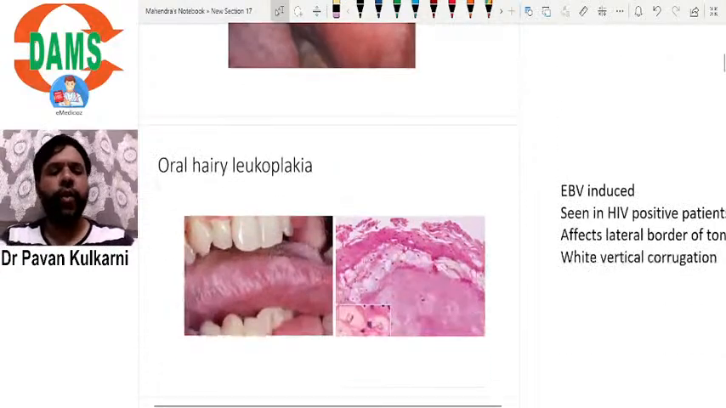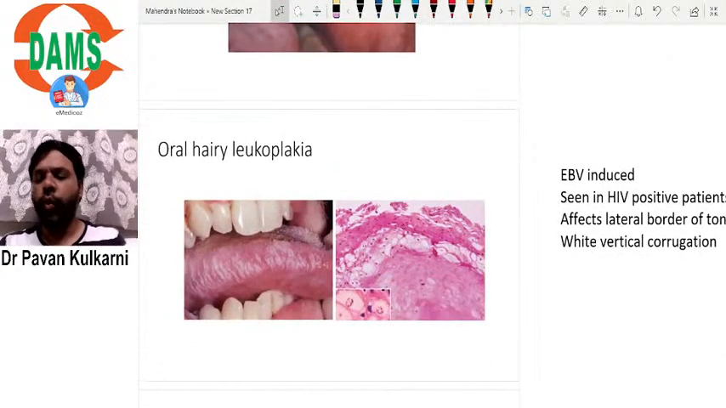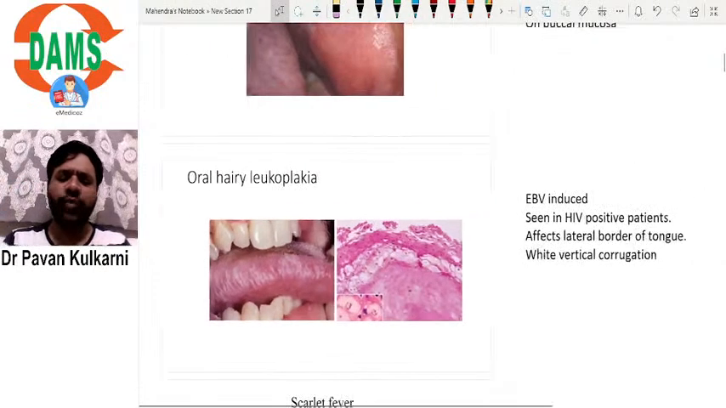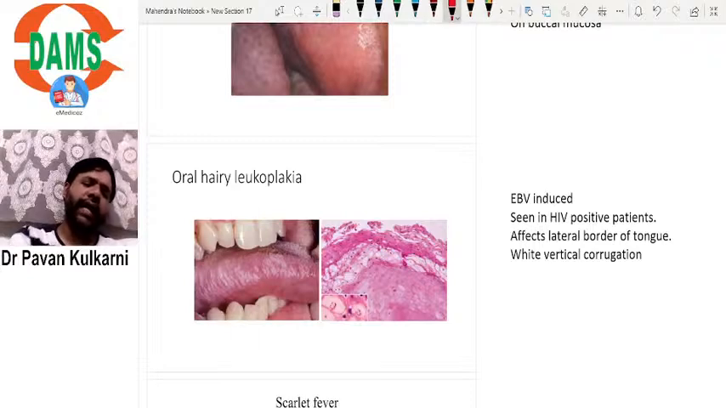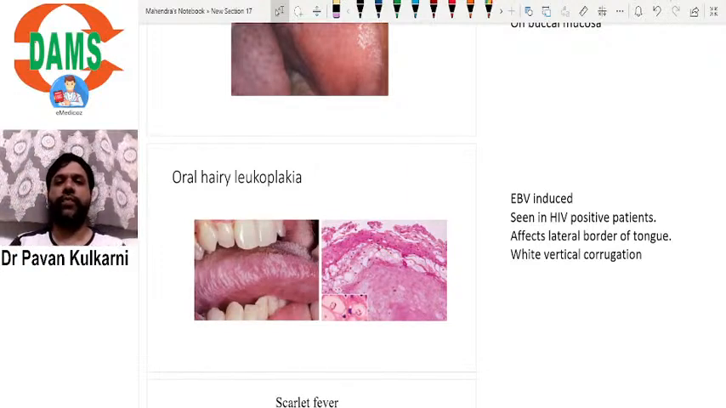Okay, next, oral hairy leukoplakia. What exactly is this oral hairy leukoplakia? You can see carefully this image. Again, it is of your tongue, the lateral border of the tongue, and you can see carefully there are white lines or white striations. So those white lines or white striations on the lateral border of the tongue are nothing but oral hairy leukoplakia. Again, it is caused by EBV. But remember, this is characteristically seen in HIV patients. You don't see it in any of the other cases. Oral hairy leukoplakia is characteristically seen in HIV positive patients.